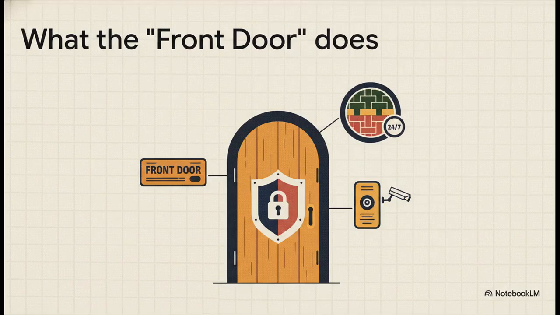So this front door is doing a few really important jobs for you. First, it gives your data a unique name so it never gets lost. Second, it works around the clock to make sure your data is always safe and available. And third, it's basically the security guard, controlling exactly who gets in and who doesn't.